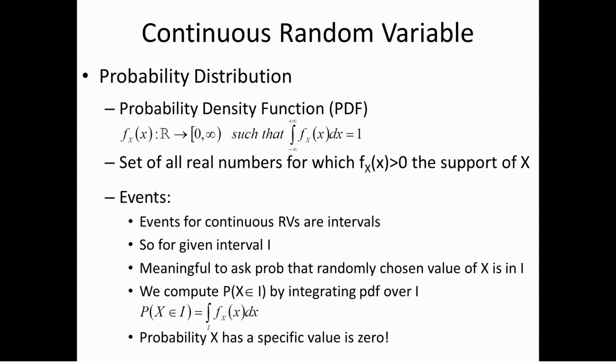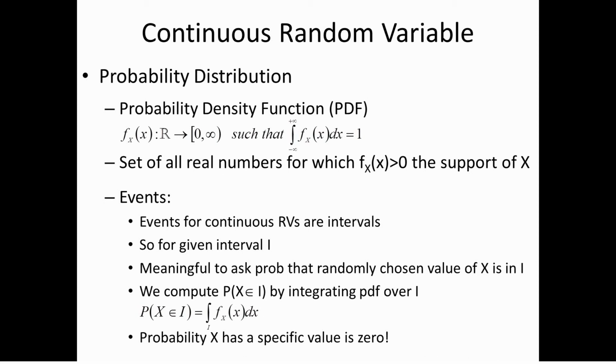It's important to understand that this fact implies that the probability that X has a specific value is 0. Because what happens when we integrate a function over a point? We get 0, right? Because integrals are areas. Okay? So the PDF is not the probability that the random variable has a certain value. Okay, that's 0. But the PDF, when we integrate it, gives us probabilities.